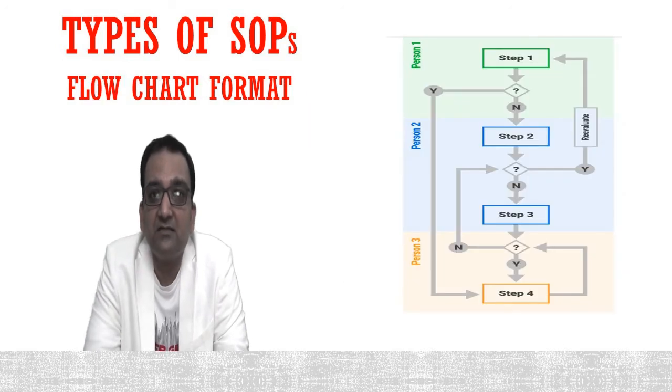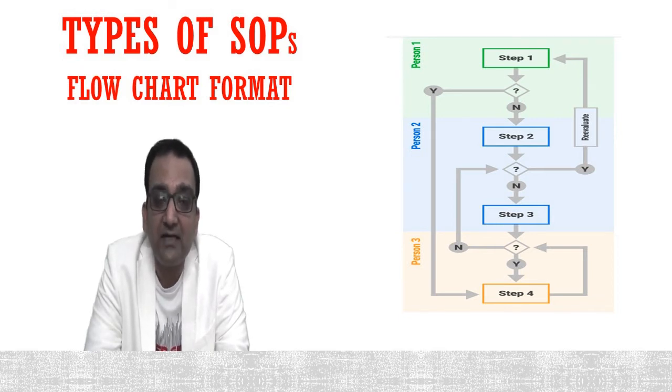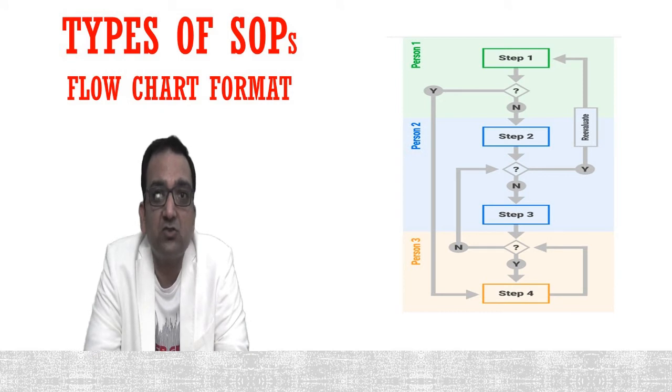The third format is a flowchart format. Flowcharts are best used to illustrate standard operating procedures when multiple outcomes are possible at certain points throughout the process. In such cases, the outcome of one step will impact the way in which the team will need to approach each subsequent step. The figure shown on the slide is a typical example of a flowchart SOP.